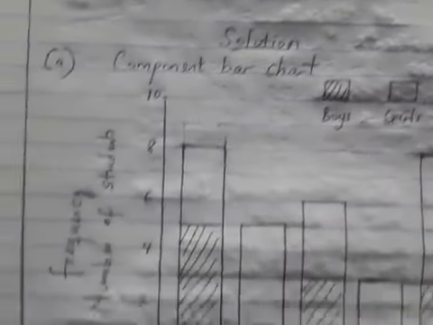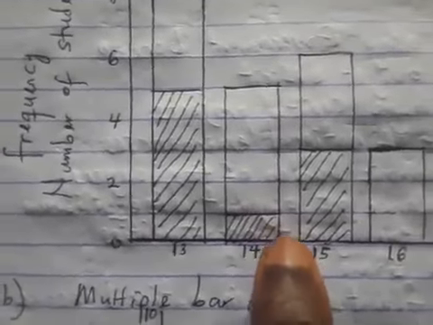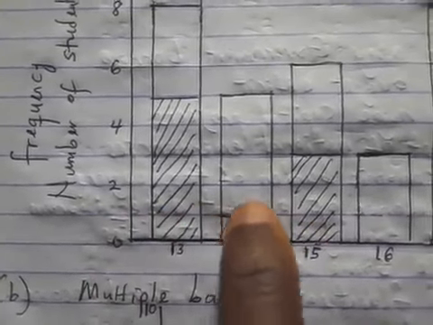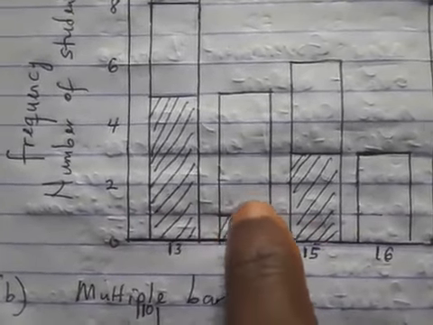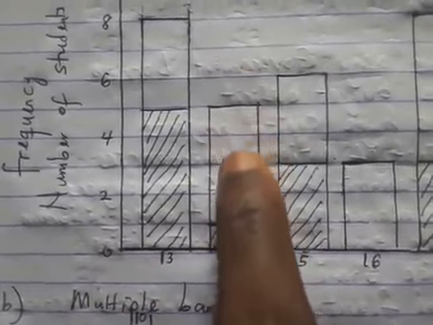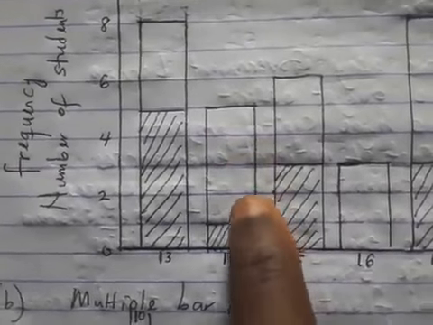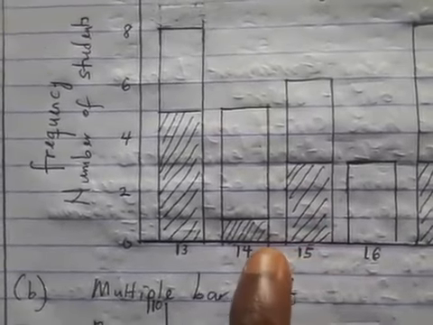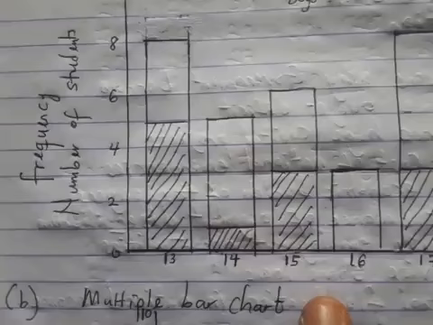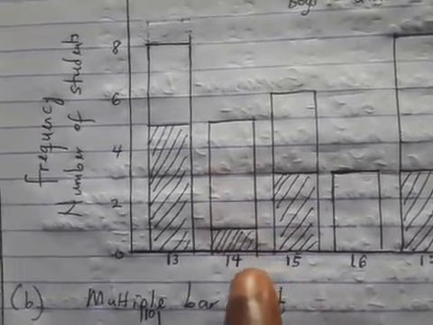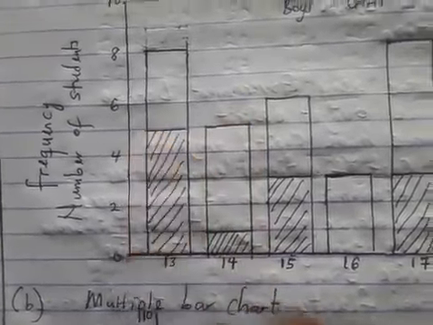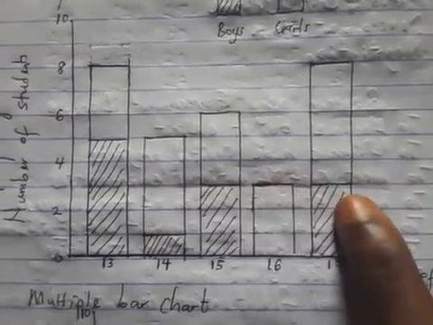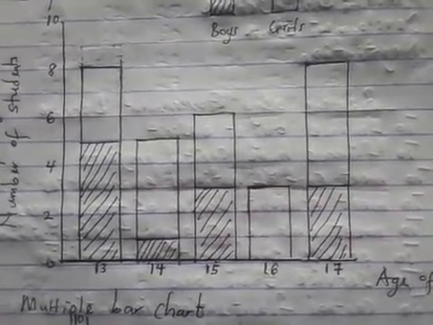Remember that boys is shaded, girls is not shaded. Now if boys is shaded, you see where it is. It's between the number 0 and 1. Boys is shaded, while the remaining part, which is unshaded, belongs to the girls, which is 4. That means we have 1 and 4. The 1 that's shaded belongs to the boys. The 4 that is unshaded belongs to the girls. That means 1 plus 4 will give me 5. That's why our bar is up to 5. That's how you do for each sector of the bars for a component bar chart.